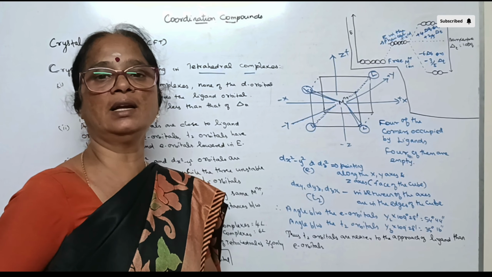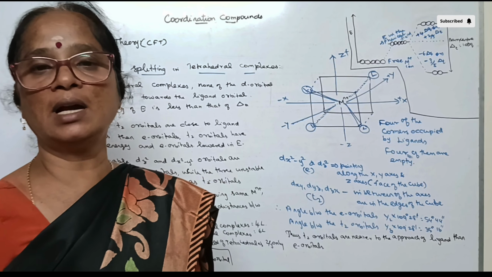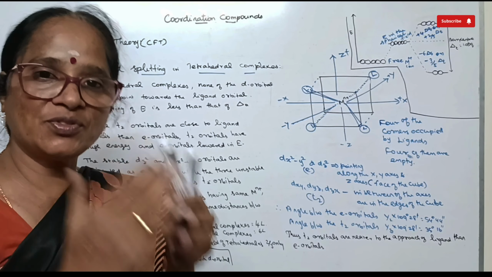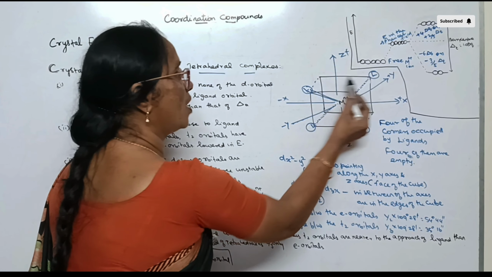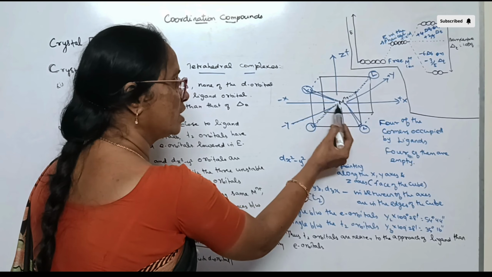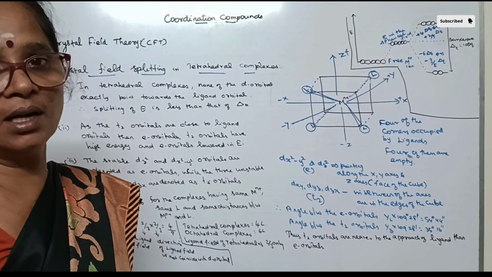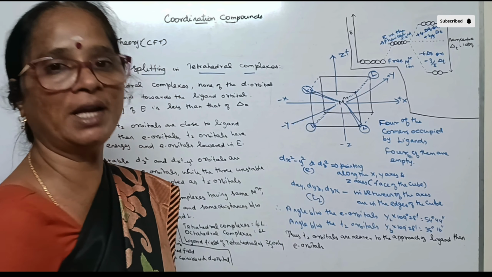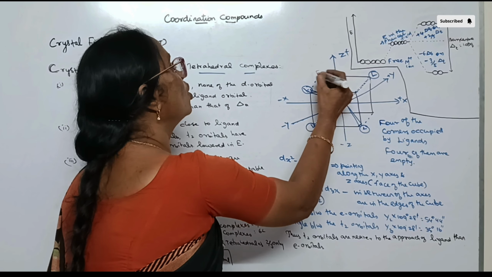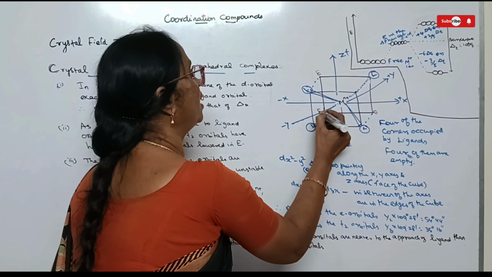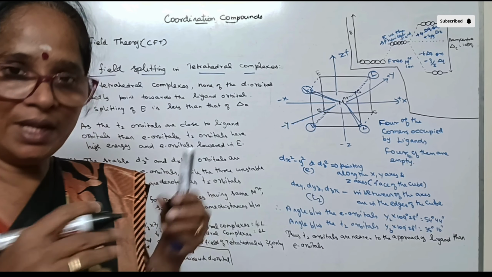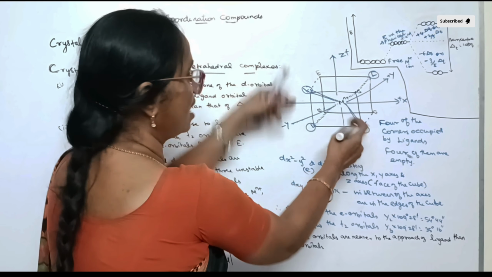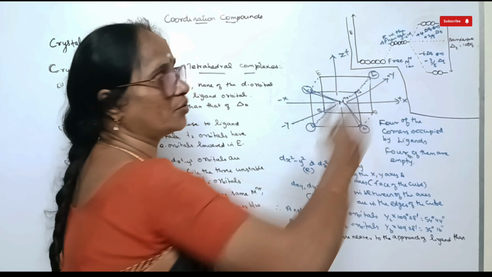So in the tetrahedral complexes, only two of the ligands will be on a plane, the other two ligands are out of the plane. Suppose the complex is represented in the form of a cube, the center of the cube is occupied by the metal ion, and four of the corners of the cube are occupied by the ligands, and the four other corners are simply empty. So in this case, with the metal ion, two of the ligands are on a plane and two of the ligands are out of the plane.